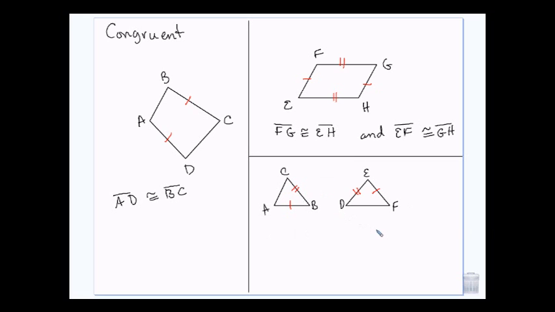Or you can have congruent between two objects, where I have AB is congruent to EF. And CB is congruent to DE. So even though they're in two different figures, they still have the same number of marks, so that makes them congruent.